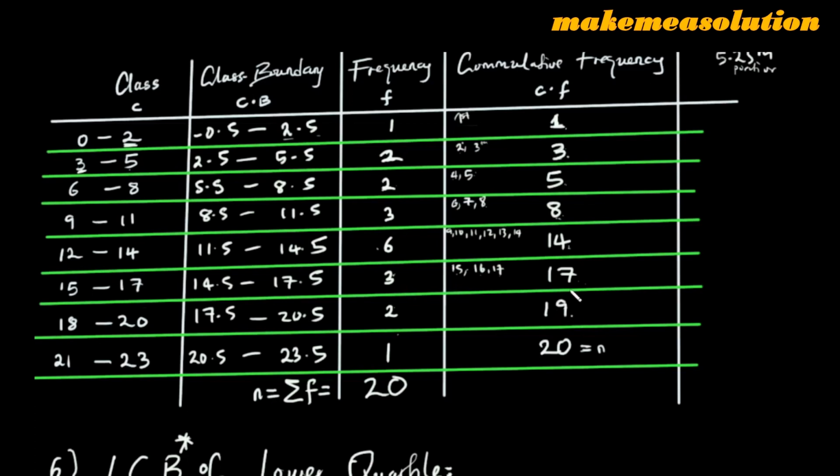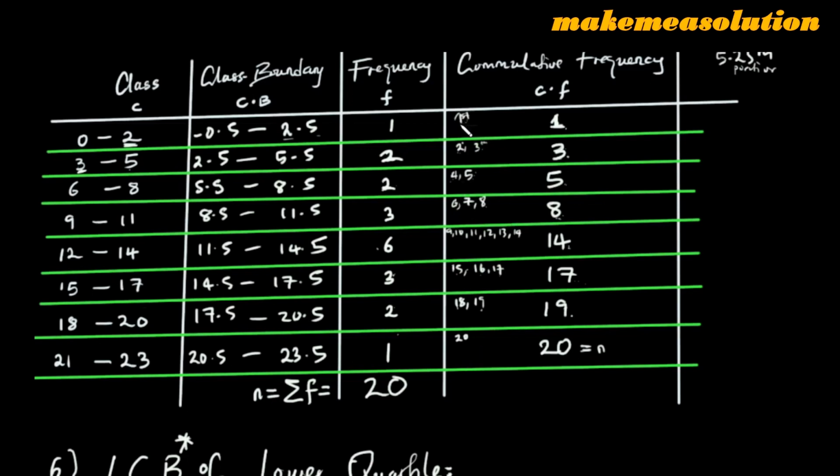Now for 19, if I continue from 17, I'll get 18 and 19. So it means that data 18 and data 19 are in this class. Then 20 from 19, we'll just have 20. 20 in this class. So data 1 or the first position is here, data 2 and 3 is here, 4 and 5 is here, 6, 7, 8, and so on and so forth.